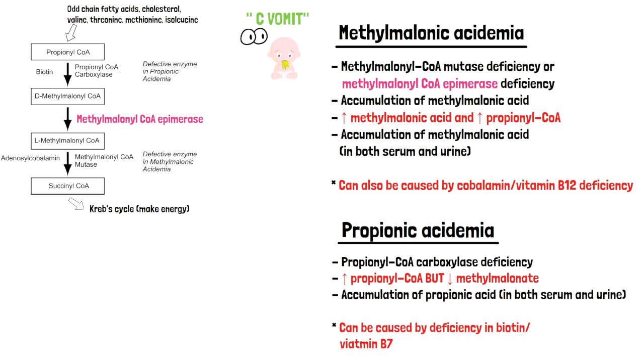In the case of this acidemia, because of where it takes place in the pathway, you're going to have increases in methylmalonic acid and in propionic CoA. So the way I remember this is that methylmalonic is a longer word than propionic, and because of that, there's more acid buildup. There's both acid buildup.